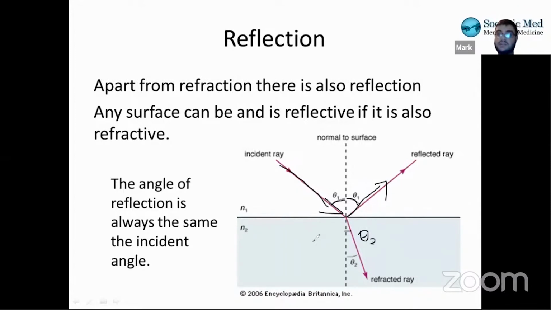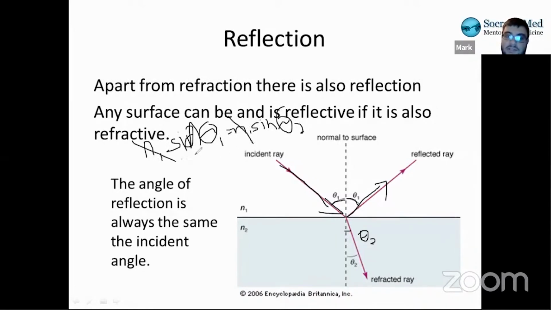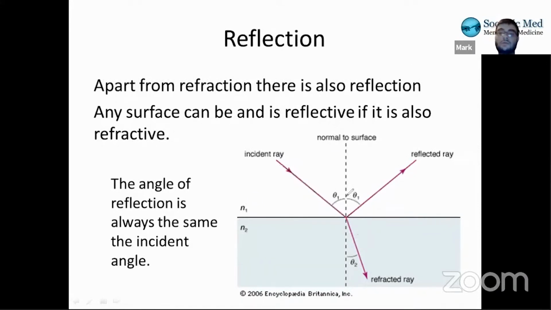And the reason the angle going out is the same as the angle coming in is because you do n1 sin θ1 equals n1 sin θ2. What's θ1 and θ2? Well, if n1 is the same here and here, that means sin θ1 is the same as sin θ2. So that means the angles have to be the same, right? Very simple to figure out mathematically, but even simpler, just remember reflection, same angle, okay?